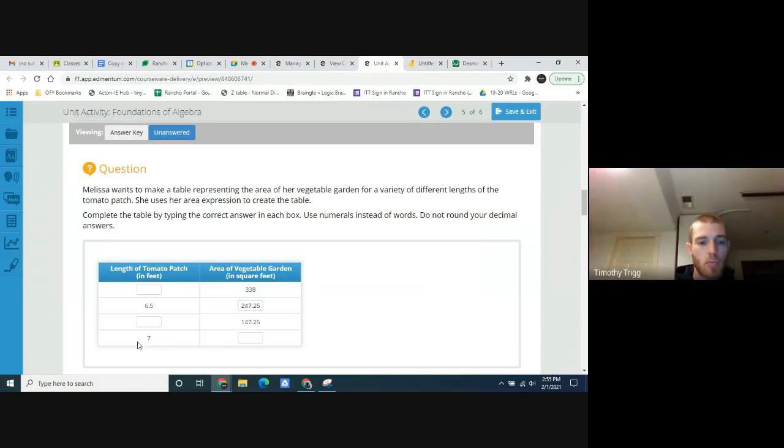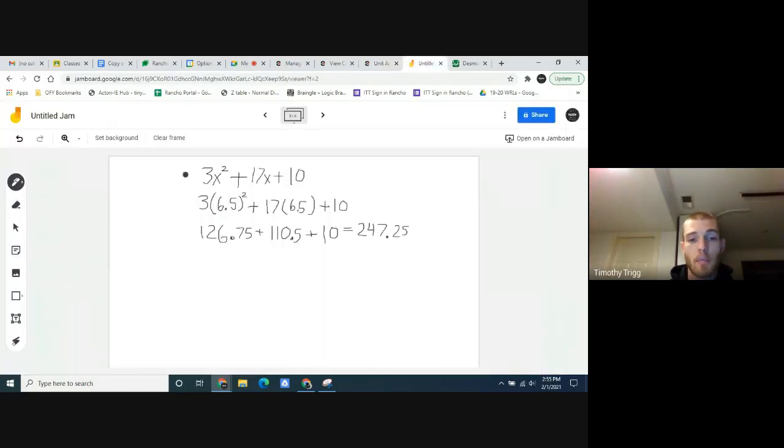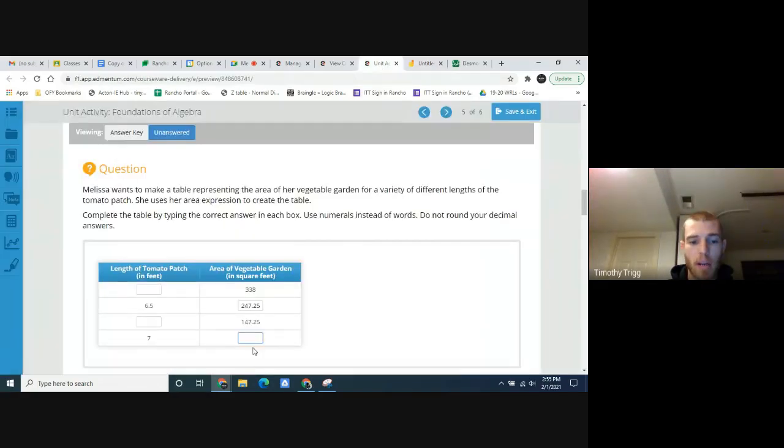I want you to try this one, where the length of the tomato patch in feet is 7. Go ahead and do the same thing we just did, except instead of replacing the x with 6.5, you'd replace the x with 7. So it'd be 3 times 7 squared plus 17 times 7 plus 10. Figure out what that is, and put your answer right here.